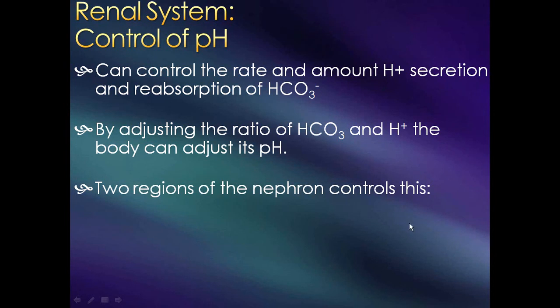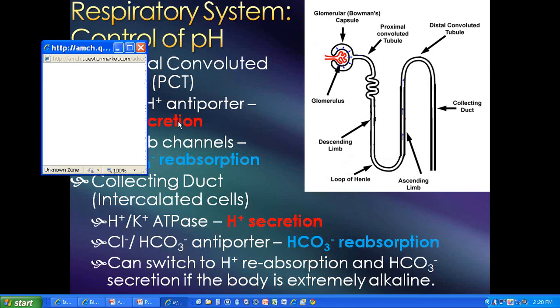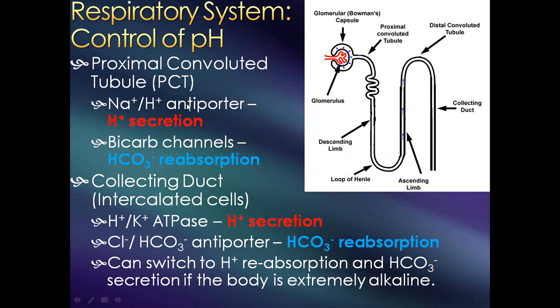Now, these secretion and reabsorption processes are going to occur in two regions of the nephron. They occur in the proximal tubule and in the collecting ducts, in particular the intercalated cells of the collecting ducts. Now, what we're going to see is in the proximal tubule, your proximal cells have the ability to secrete hydrogen ions and at the same time reabsorb bicarbonate.